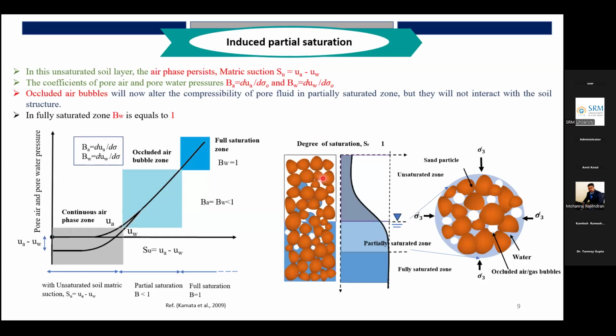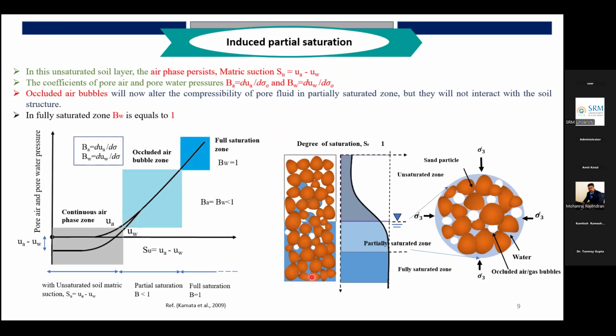The accumulated air bubbles will now alter the compressibility of the pore fluid in the partially saturated zone, but they will not interact with the soil structure. This is the advantage we are trying to gain from partially saturated soil. Suppose you are talking about fully saturated soil at the bottommost, where you are increasing your sigma naught, there will be a corresponding increment of u_w, pore pressure. So when B reaches 1, the applied external force leads to an increase in pore pressure equivalent to the applied pressure.